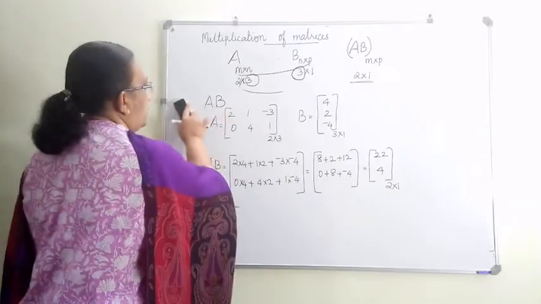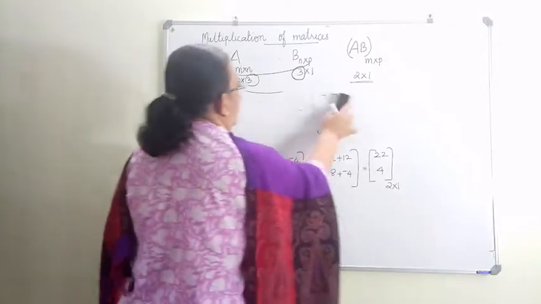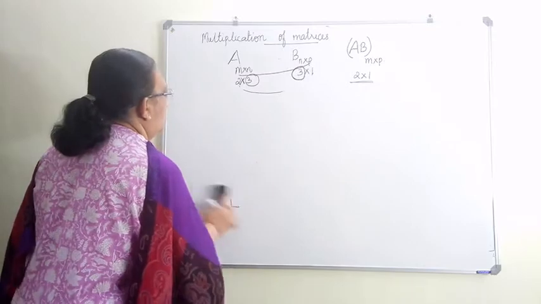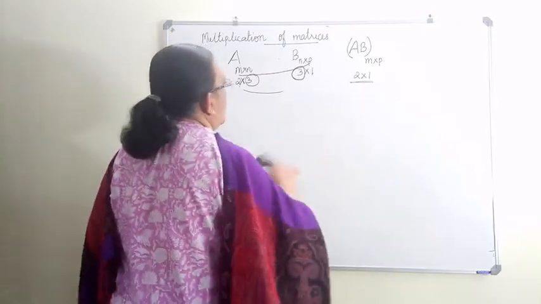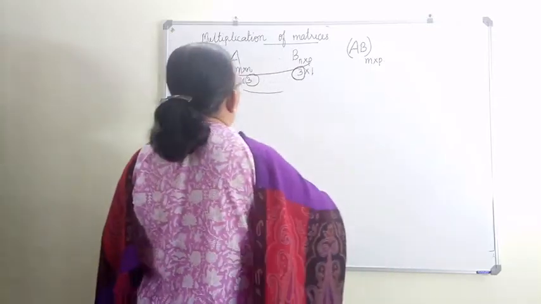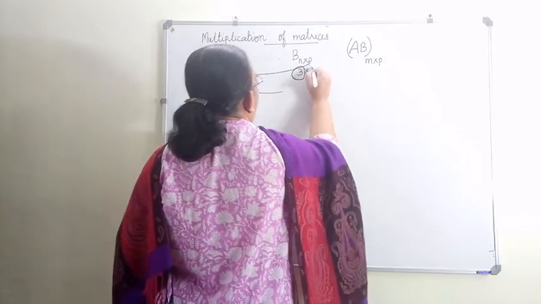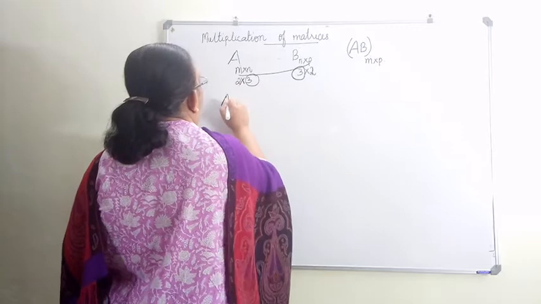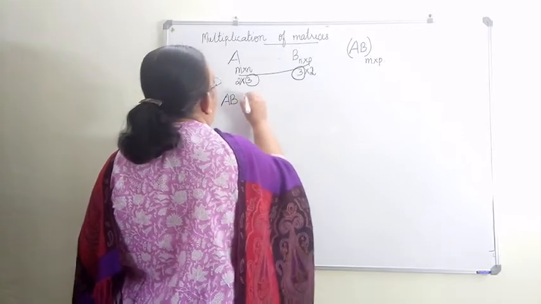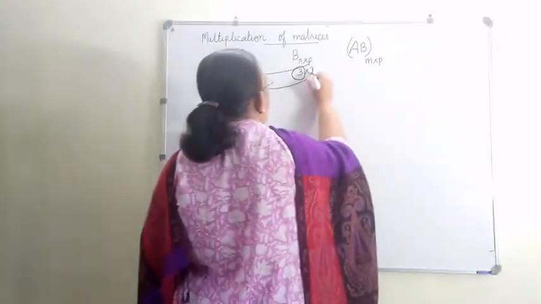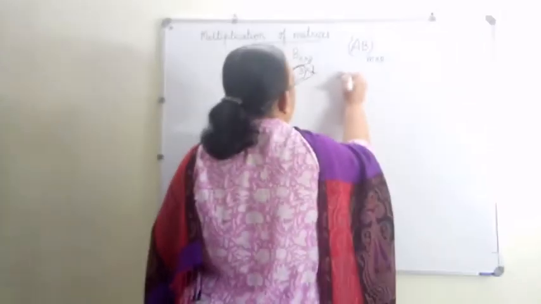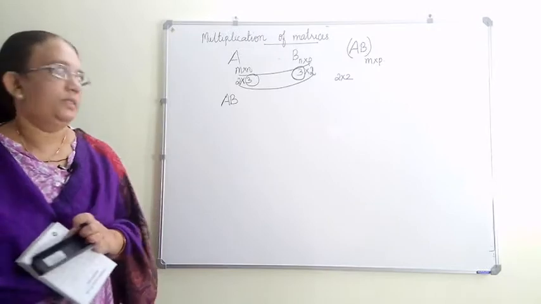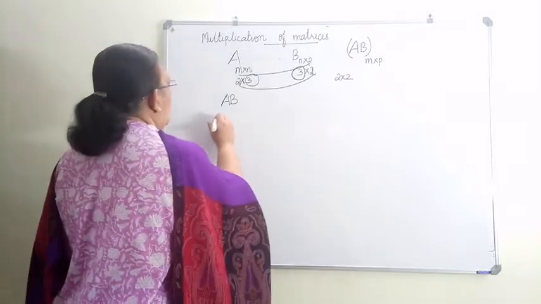We will do one more question. Here we took the first example, 3 by 2. So what is the product AB? AB will be of order 2 by 2. How many elements will be there? There will be 4 elements.